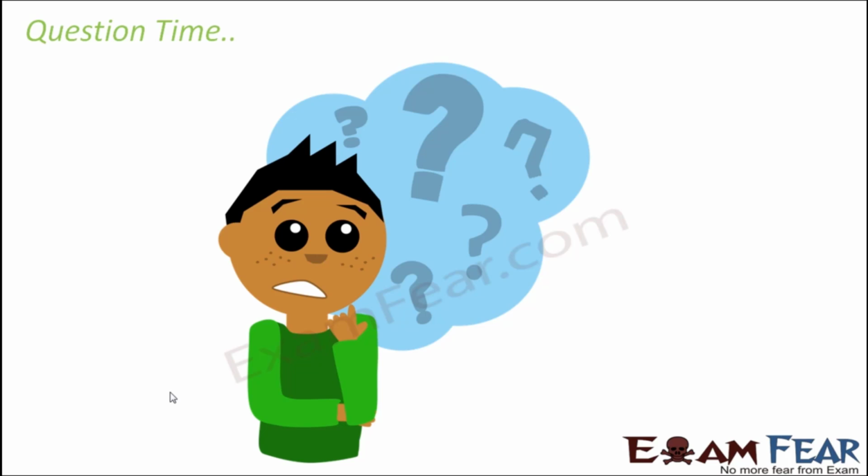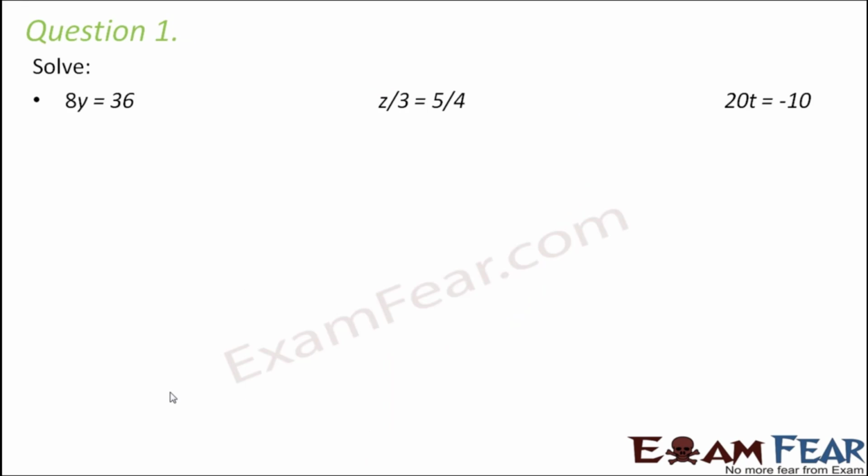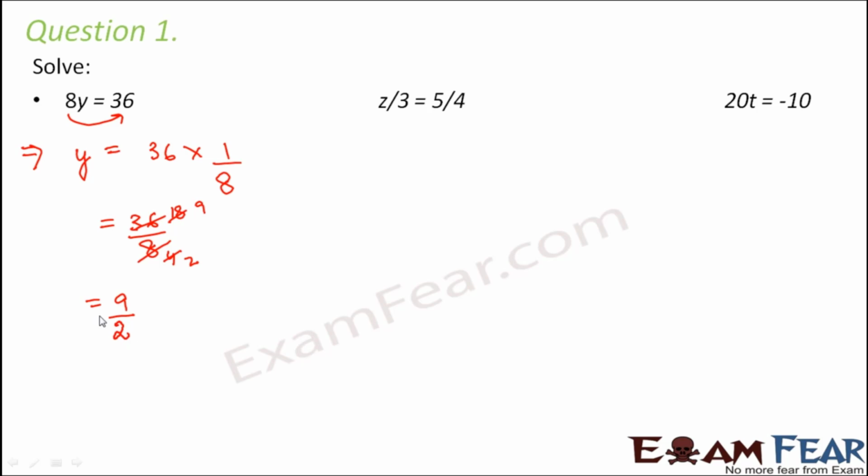Based on whatever we have learned so far on solving equations, let us try to solve a few questions. Question number 1. Solve 8y is equal to 36. In this case also, we keep the variable on this side and we move the constant to the other side. Here it is 8 multiplied by y, so this side it will become divided by 8, right? So this becomes 36 by 8. 2 4s are 8, 2 18s are 36, 2 2s are 4, 2 9s are 18. So you get y is equal to 9 by 2. This would be the solution.